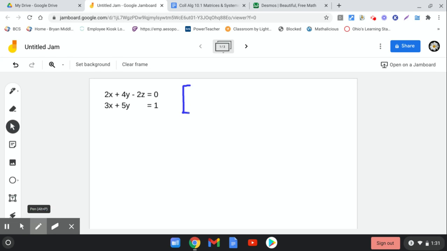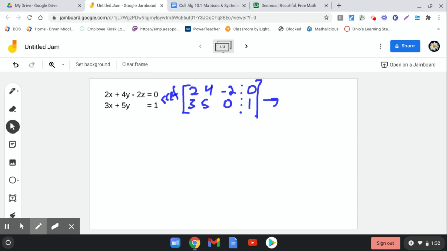So we're going to start by making the augmented matrix. So 2, 4, -2, 0, 3, 5, 0, 1. Put in that little dotted line. And then we want to put this in reduced row echelon form.